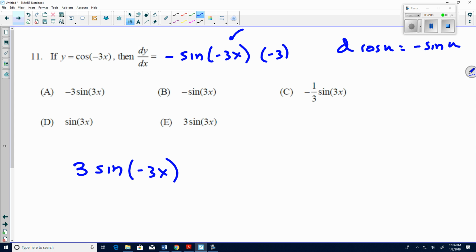Okay, so 3 sine of minus 3x. None of these have a minus 3x. So even though this is the right answer, it's not one of the choices given. Shucks, we've done the calculus correctly, but now we need to remember something about trig.